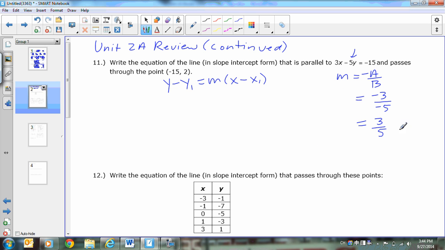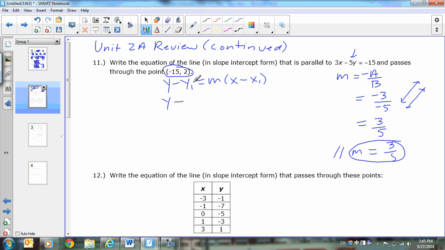Now, parallel lines have the same slope, right? If two lines are parallel, then their rise over run is going to be the same. So if this line has a slope of positive 3/5, then any line parallel to it will also have a slope of positive 3/5. All right, so we have our slope. We have our x1, y1 right here. So let's plug that information into our equation.